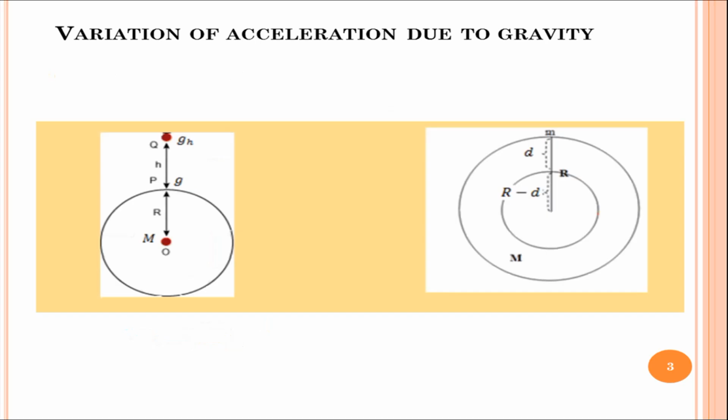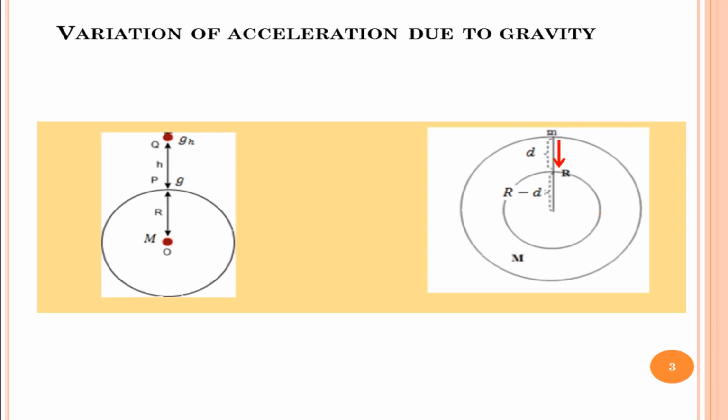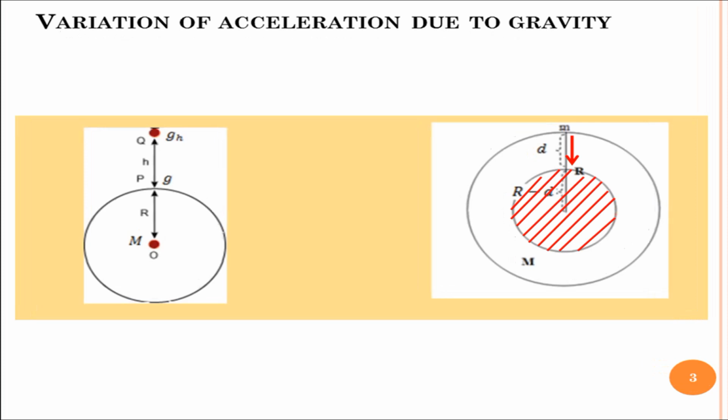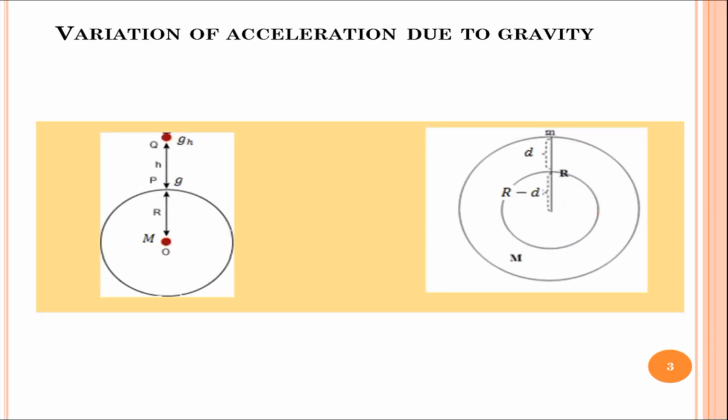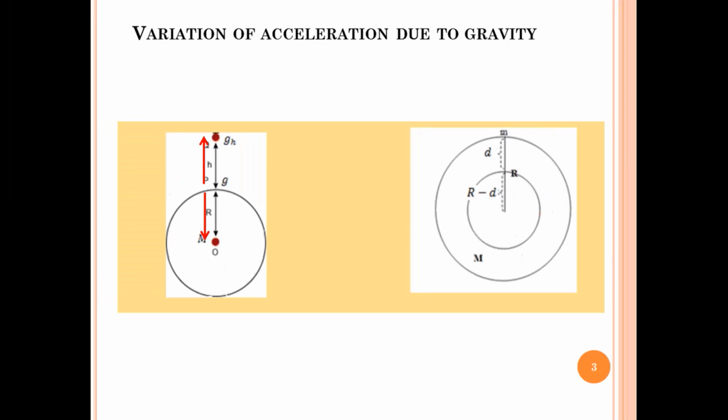Because when we go deeper into the earth, only this part of the earth is going to exert the gravitational force on the body. Therefore, in this case, there is a decrease in the mass capital M. So, the value of acceleration due to gravity small g also decreases. How the value of acceleration due to gravity changes, we will discuss in detail when the course starts. Let's just have clarity that if we go above the surface of the earth or below the surface of the earth, then the value of acceleration due to gravity g decreases.